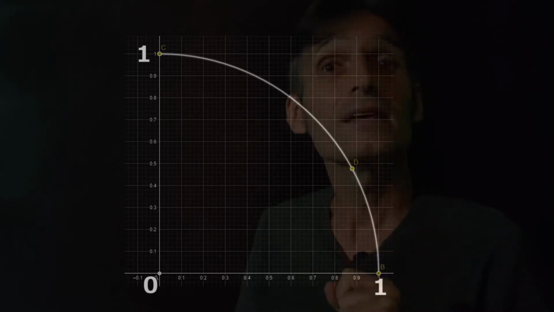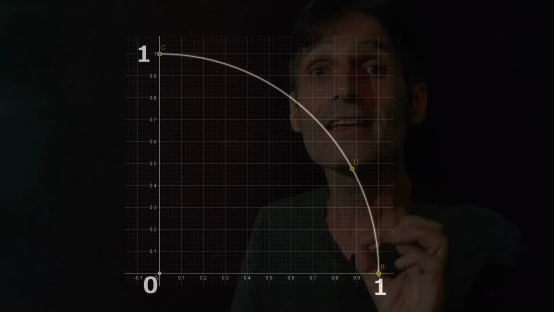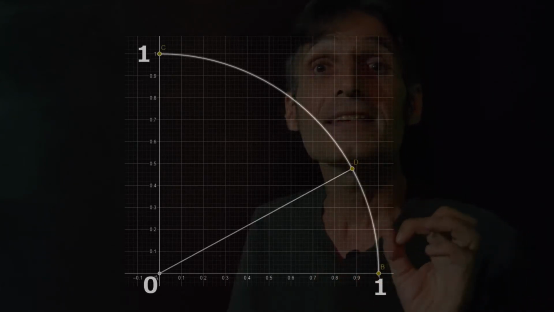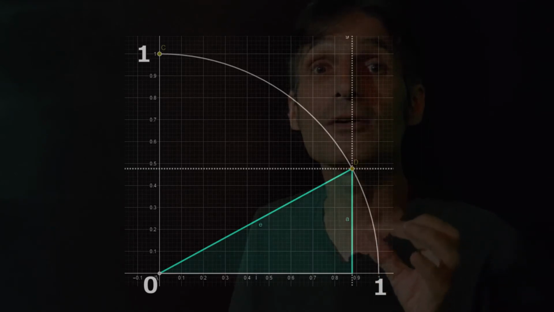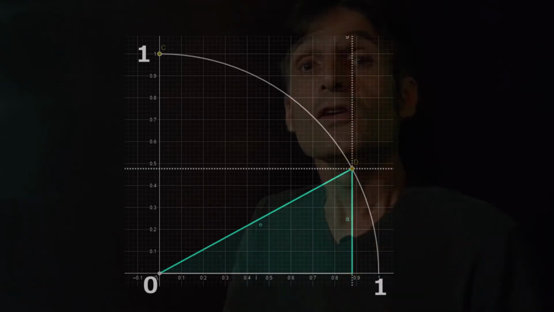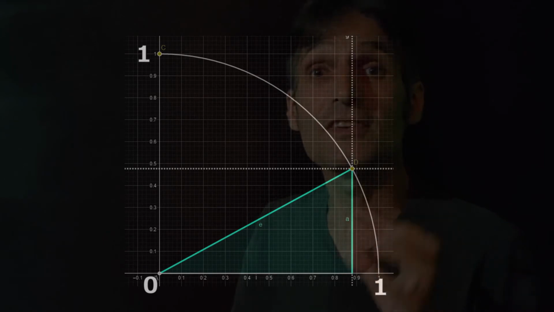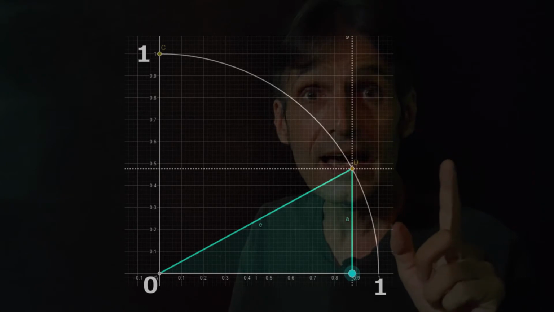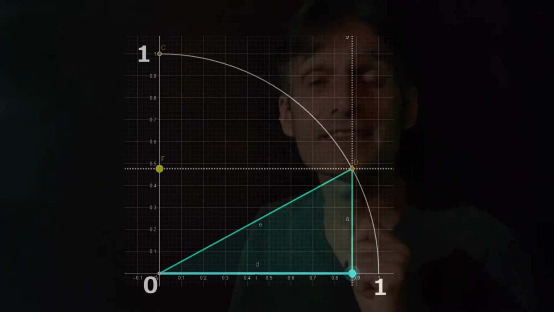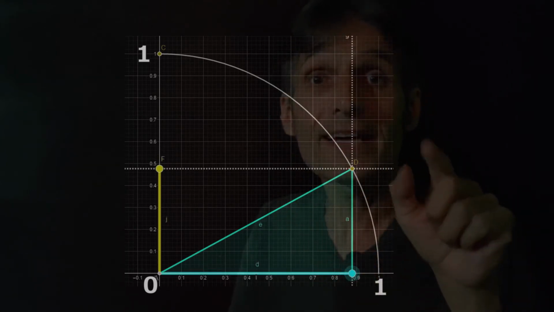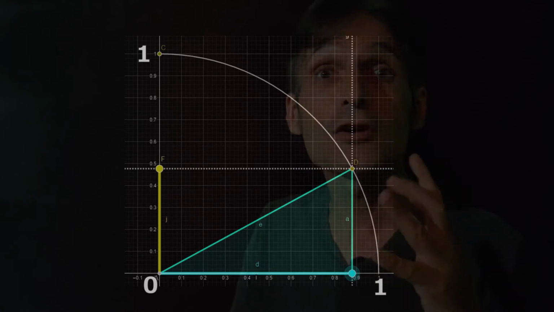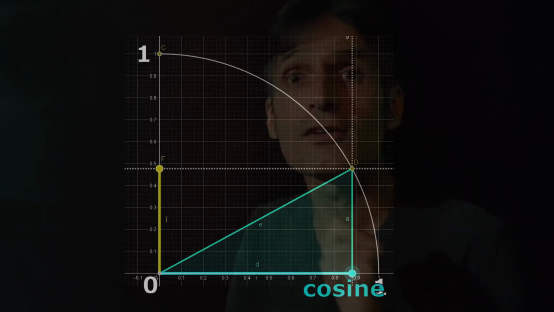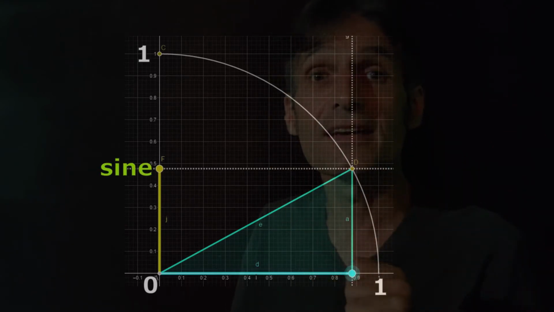Look at the segment AD between A, 0, 0 and D on the circle. It is the hypotenuse of a right-angled triangle. You can read the coordinates of D by projecting it to the horizontal axis and to the vertical axis. So basically, the x coordinate of D is the cosine of the angle. And the y coordinate of D is the sine.